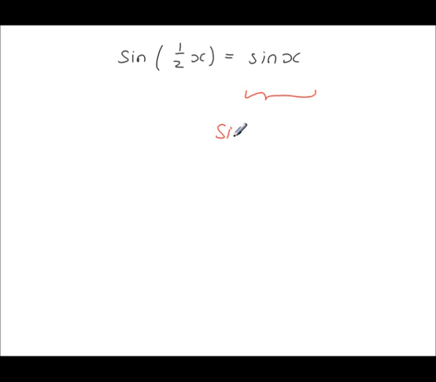So this is the basic identity: sine 2x equals 2 sine x cos x. Yeah, this is what you should memorize. Clearly that angle there isn't the same as here. So let's rewrite this for this angle here.